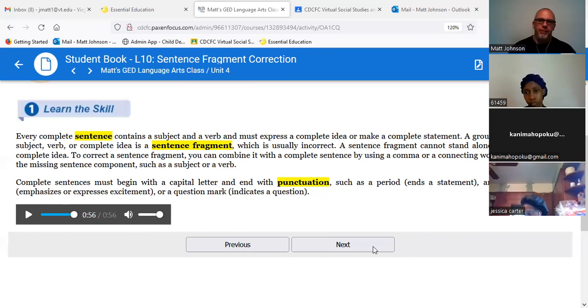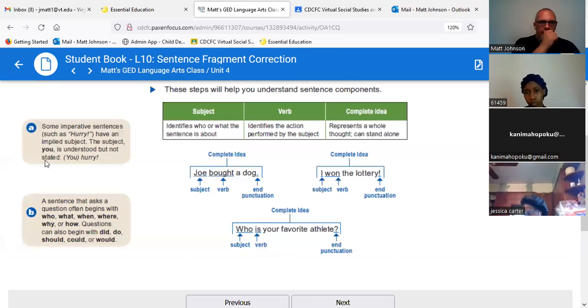So a couple rules here, right? Here in Paxson, they use the idea of complete idea. Oftentimes that is like an object that's receiving the action, right? The subject is the one actually doing the action, and then there's something else receiving it.